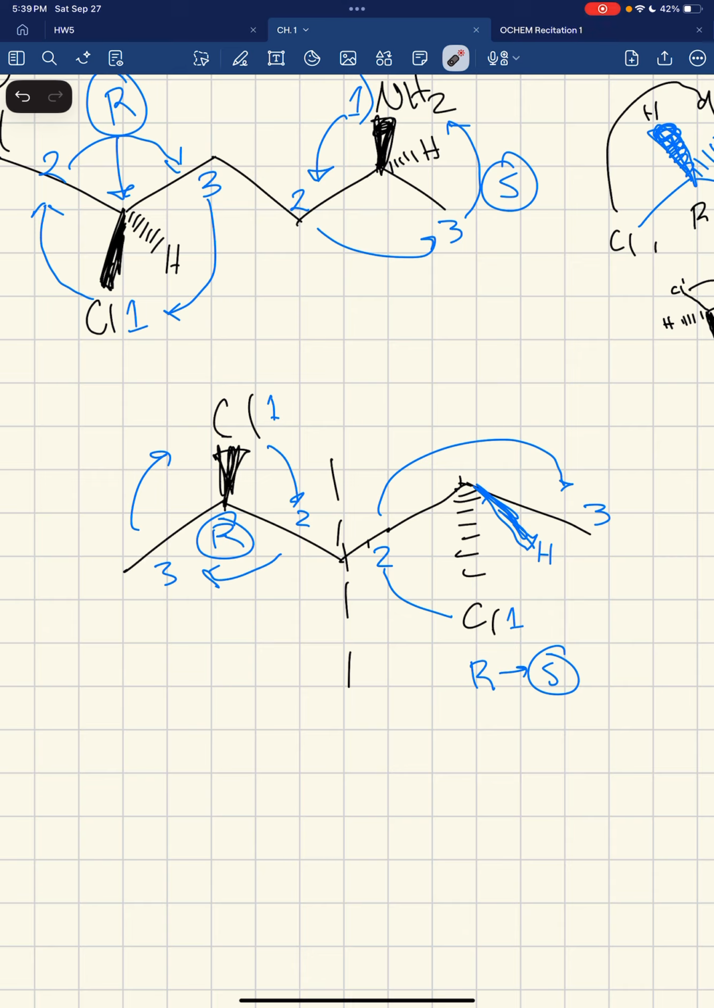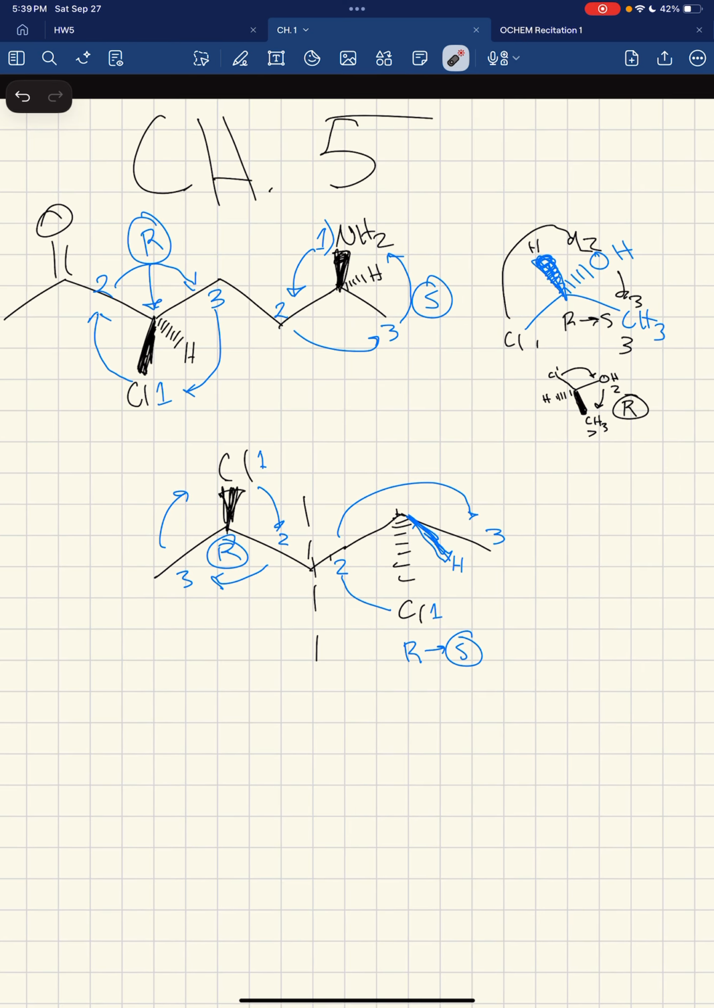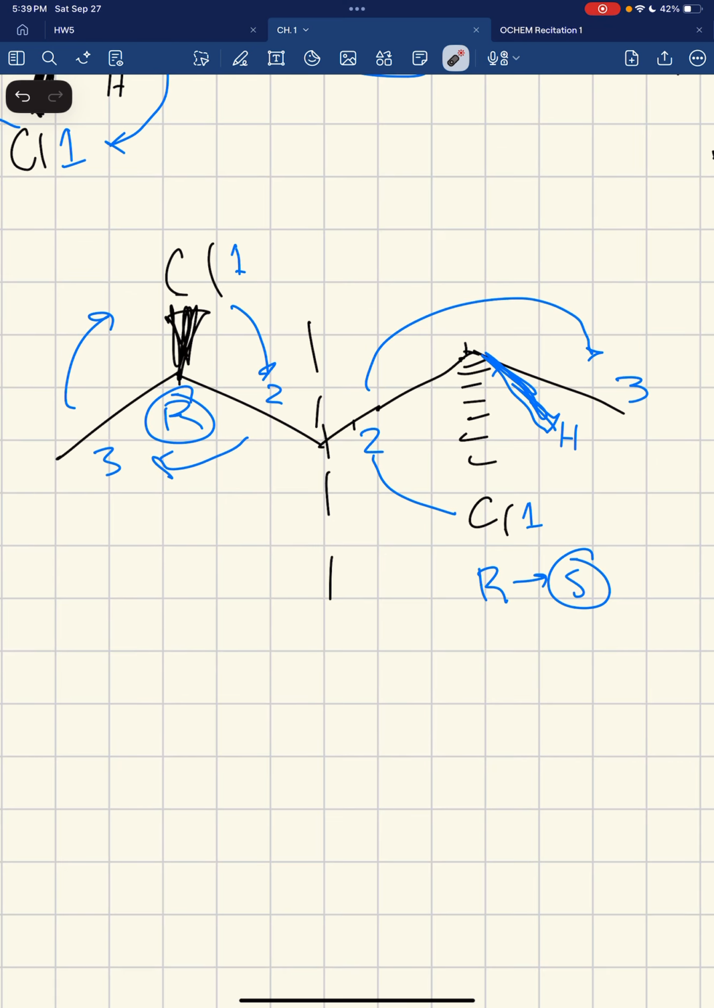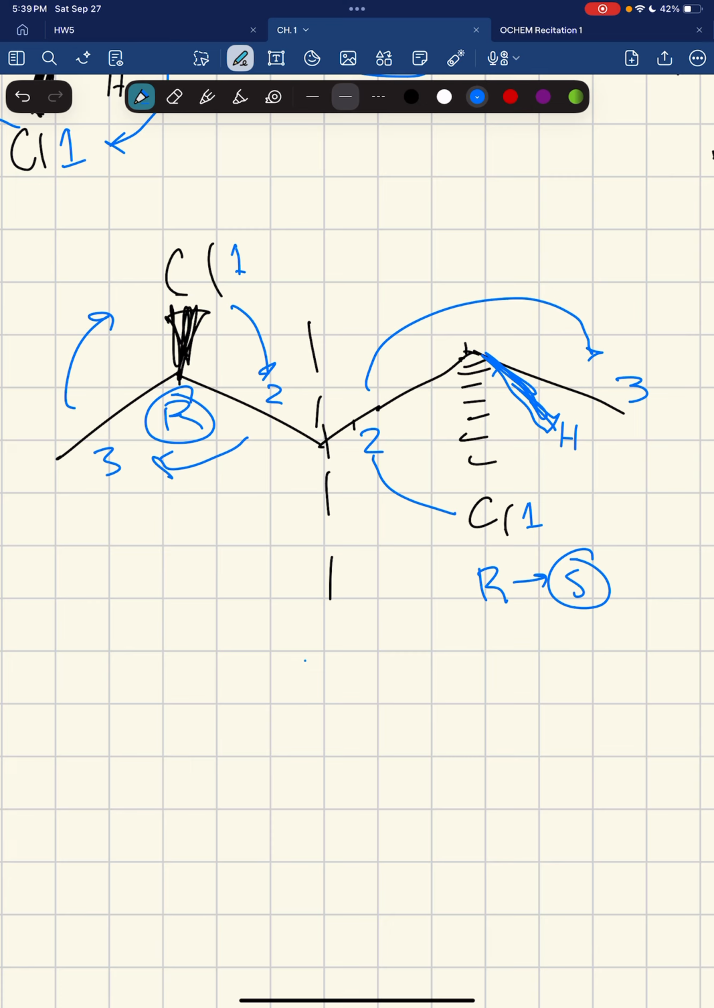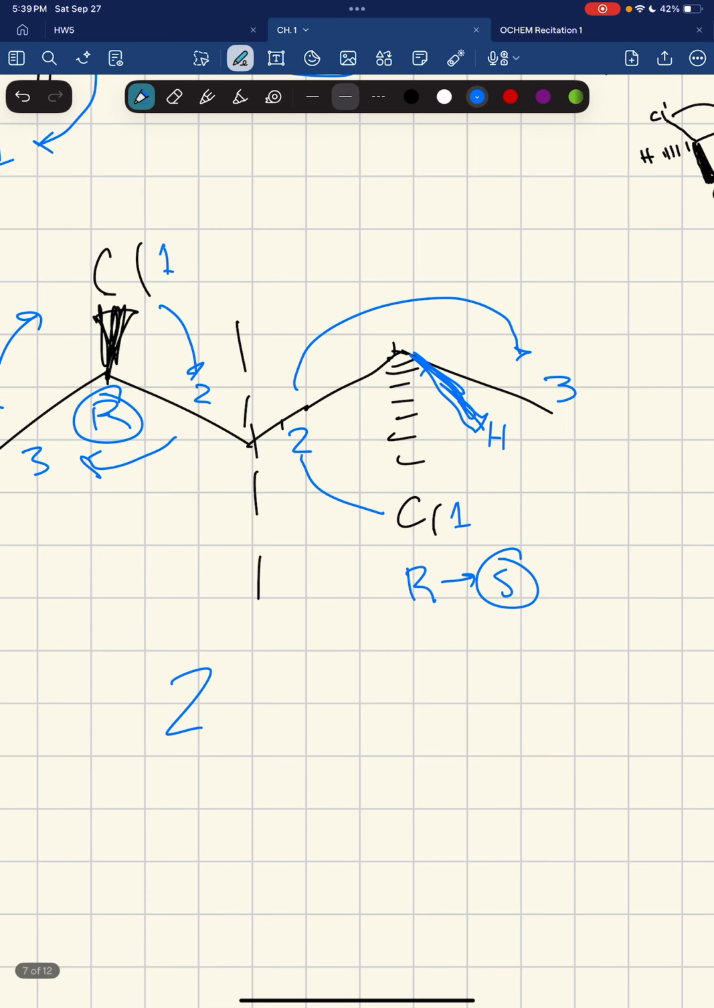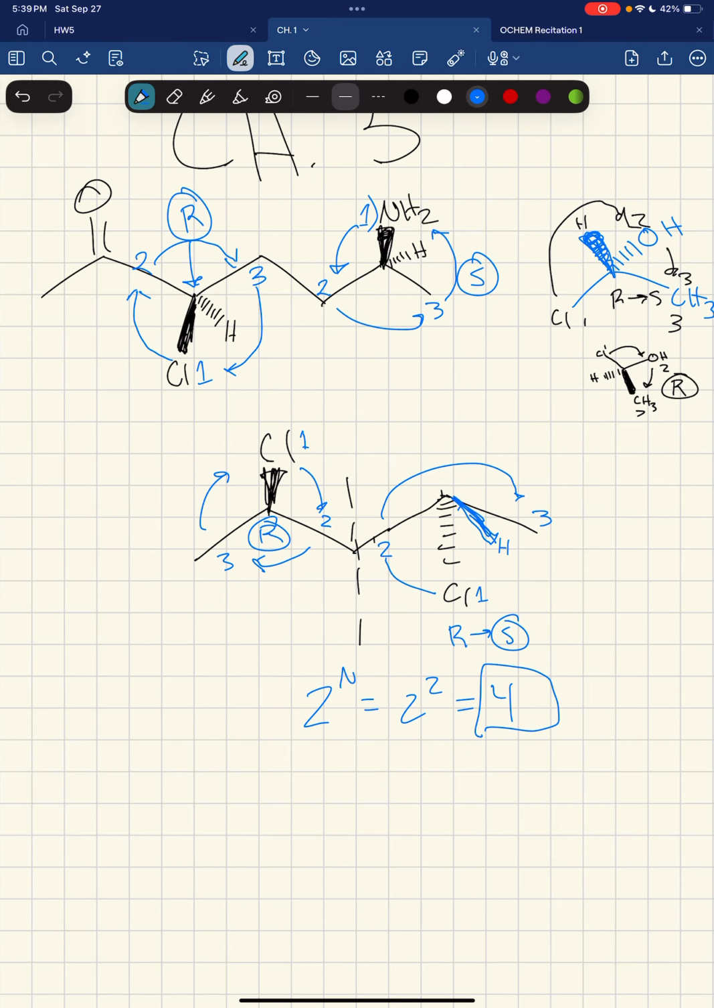Calculate the total number of possible stereoisomers for a molecule by identifying n, the number of stereocenters, and then the total equals 2 to the n possible isomers. Cool. So this molecule has 2 stereocenters, one R, one S. So 2 to the n is going to be 4 stereoisomers possible.